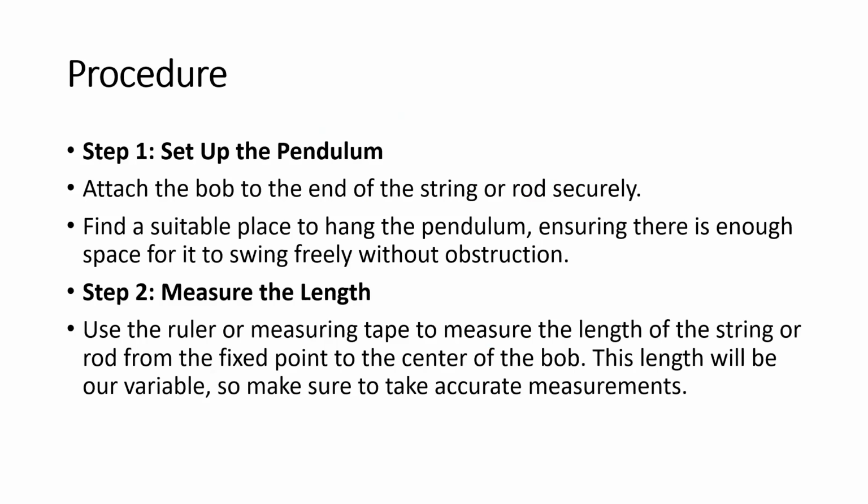Step 2. Measure the length. Use the ruler or measuring tape to measure the length of the string or rod from the fixed point to the center of the bob. This length will be our variable, so make sure to take accurate measurements.